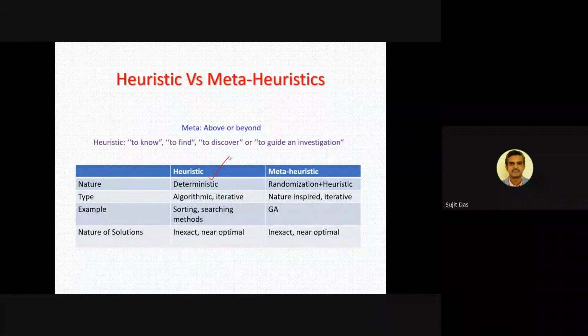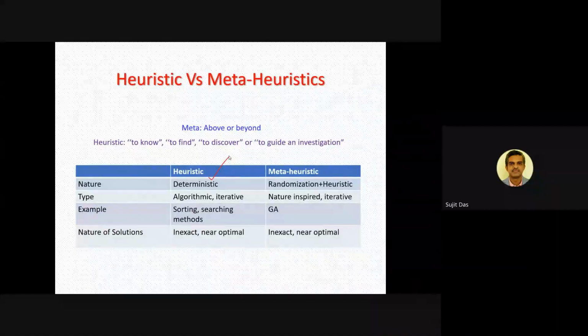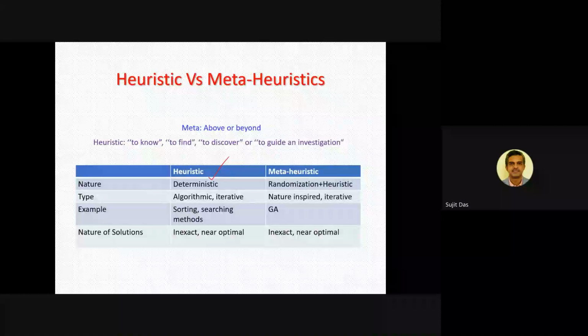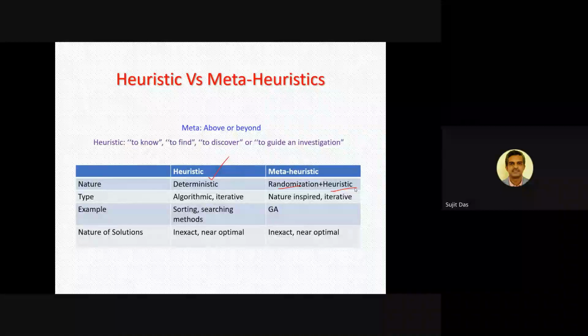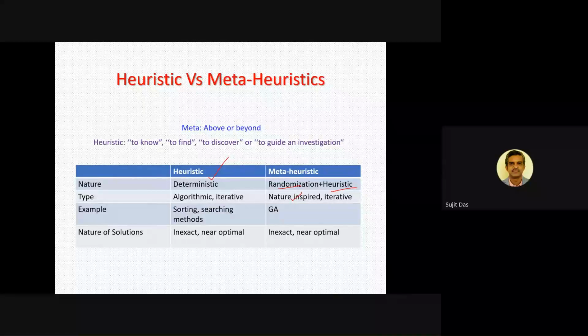Again, the main crucial point I need to highlight is that in meta-heuristic approaches, two things will be there. Main crucial point, that is randomization plus heuristic. If you search in Google, what is meta-heuristic? Perhaps it will show you it is a heuristics of heuristics. Better I should say, meta-heuristic means randomization plus your innovative ideas, which is different from your classical ideas. As well, meta-heuristic approaches are nature-inspired.